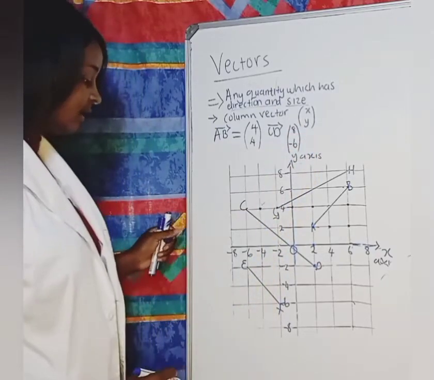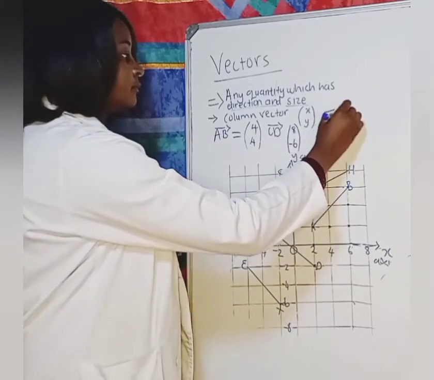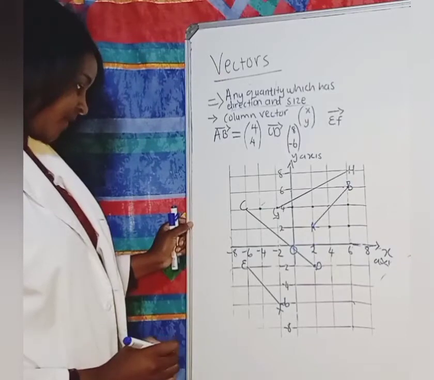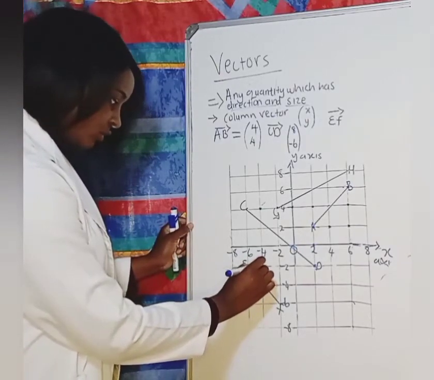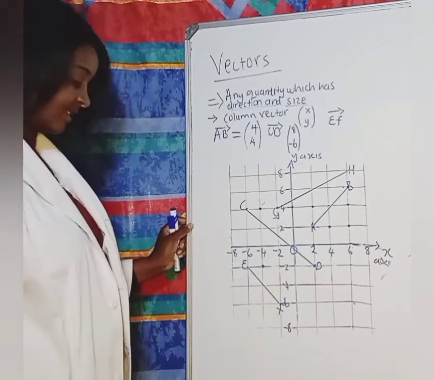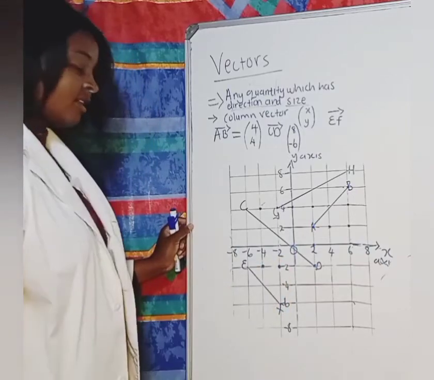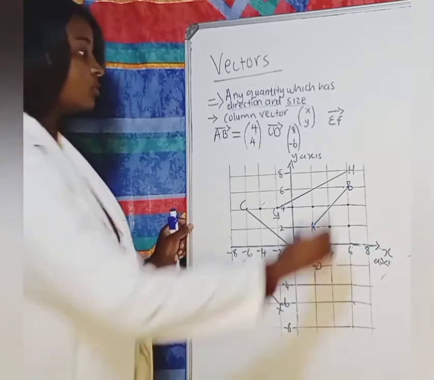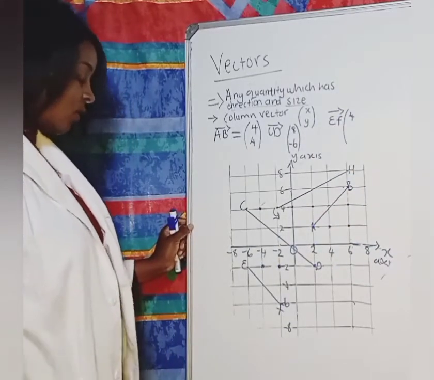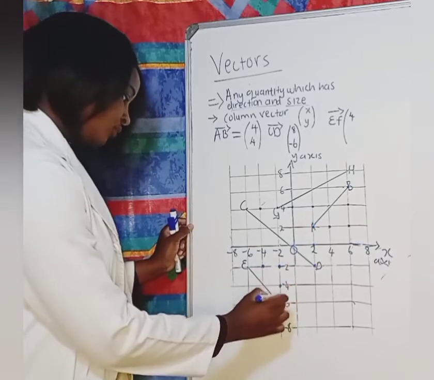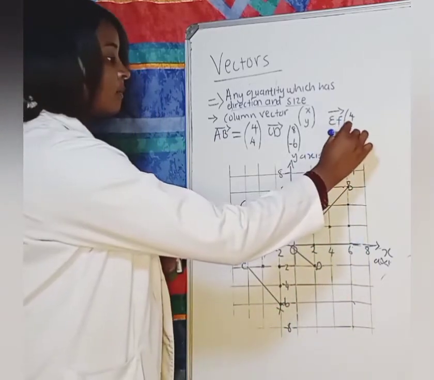That's for CD. Let me put my EF here. Okay, so for EF, there's our EF. In the x-axis, we are moving 2 here, 4 there. So that's 4 units going to the right, so it's going to be a positive 4 for the value of x. Going down, we are moving 2, 4, so it's going to be a negative 4.